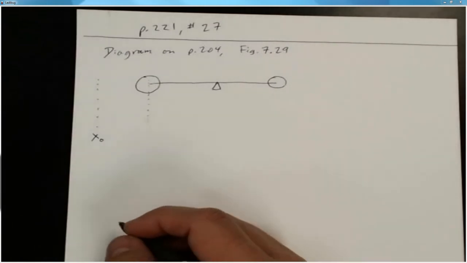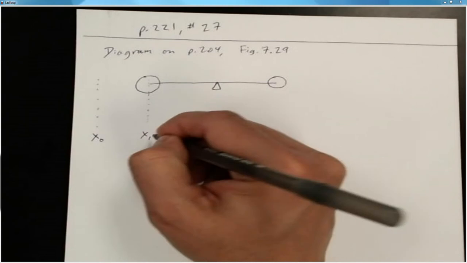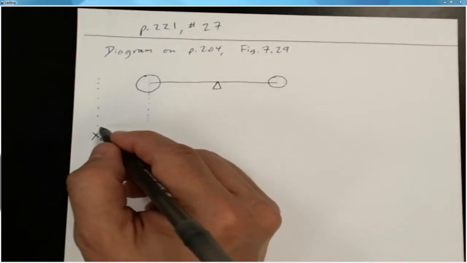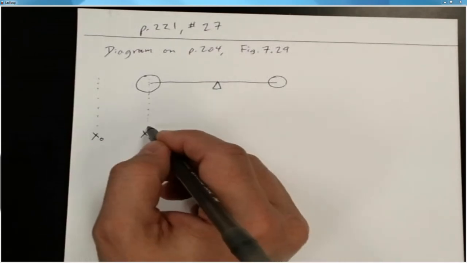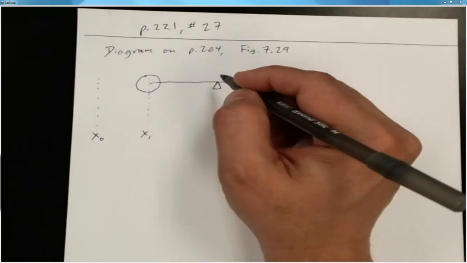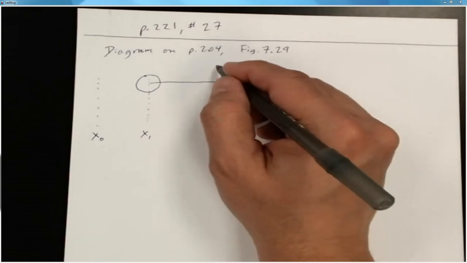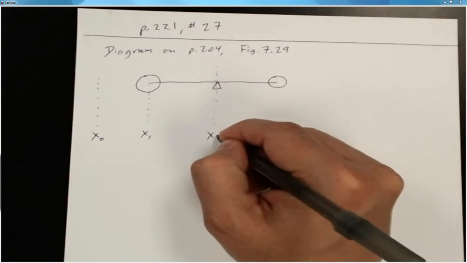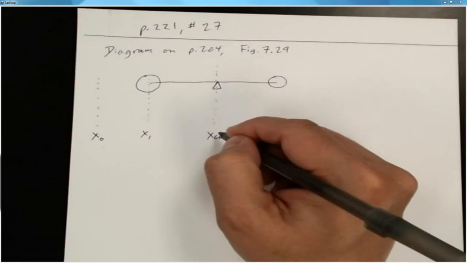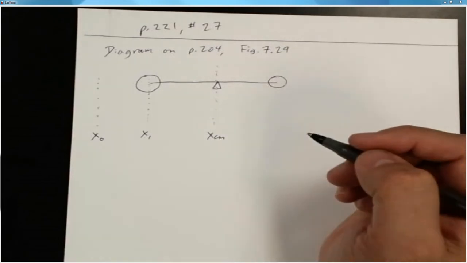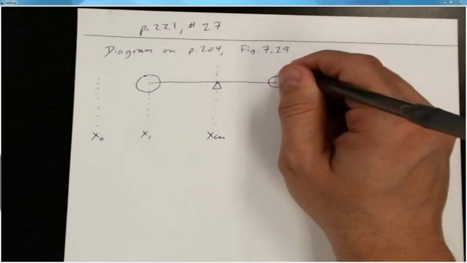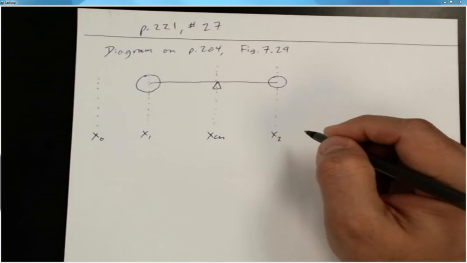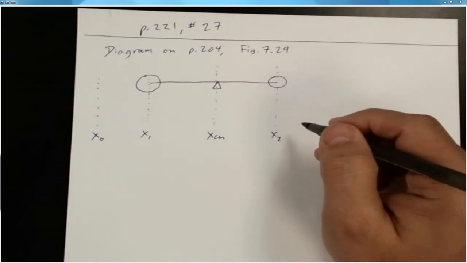So we will call this x sub 1. The distance from x sub 0 to x sub 1 is x sub 1, and the distance from x sub 0 to here, we're going to call x sub cm, which is the distance to the center of mass. And then we'll call this x sub 2, because that's the distance to the second object that's being pivoted.